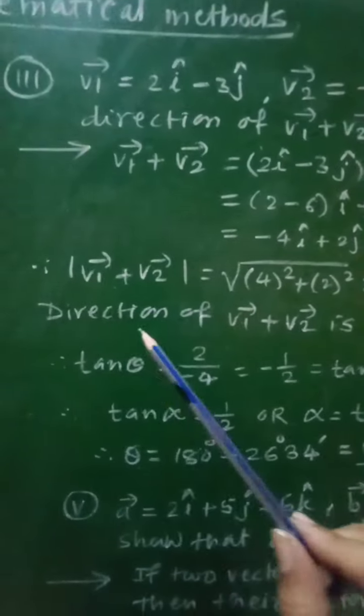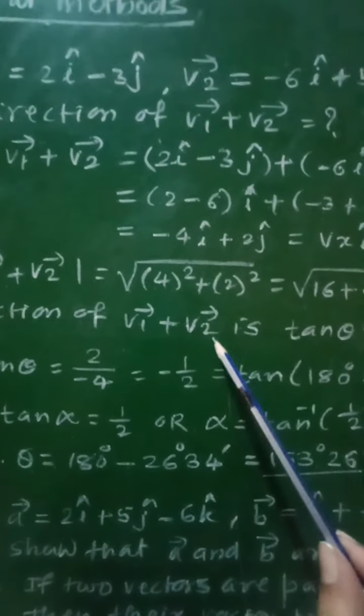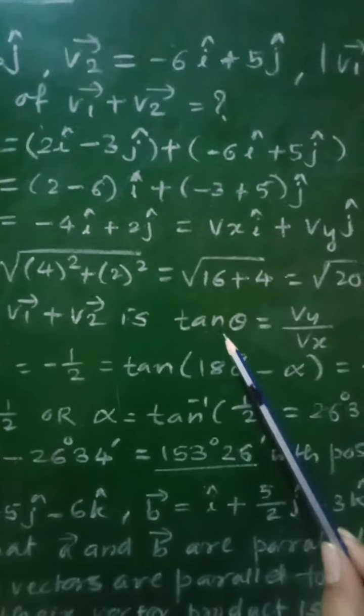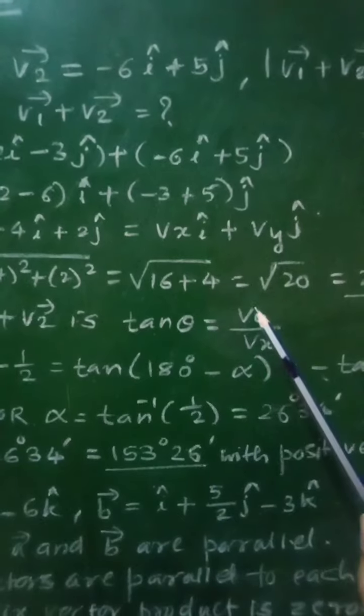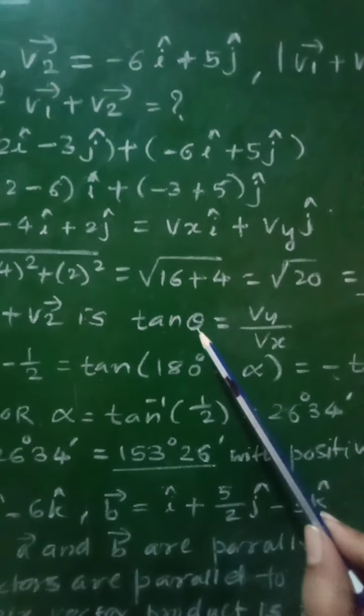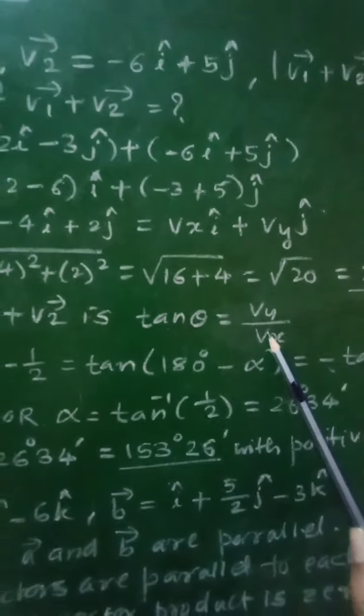Now let us see the direction of vector v1 plus vector v2, which will be given by the formula tan theta equal to vy by vx. Tan theta is equal to vy by vx.